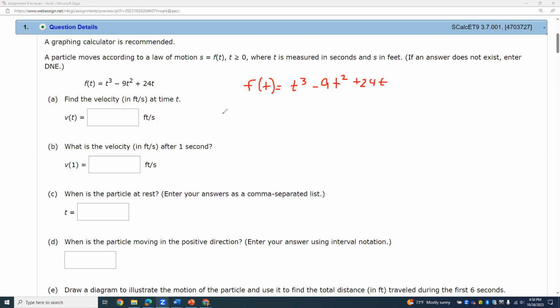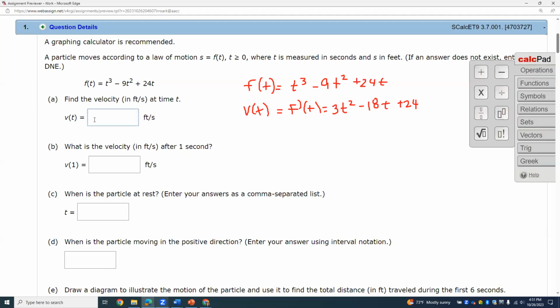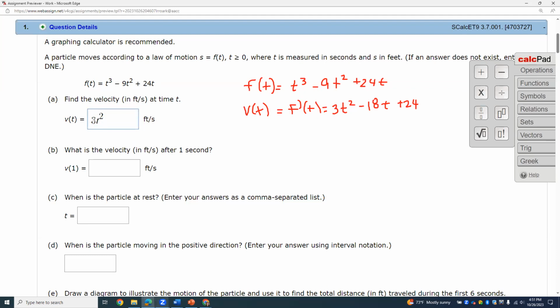And then the velocity is going to be equal to the derivative of that equation, which isn't too bad compared to some of the other things we've taken the derivative of. So we would just use some simple rules and say 3t squared minus 18t plus 24. Yay. Okay, so again, we'll go ahead and type that in there. We'll say 3t squared minus 18t plus 24.